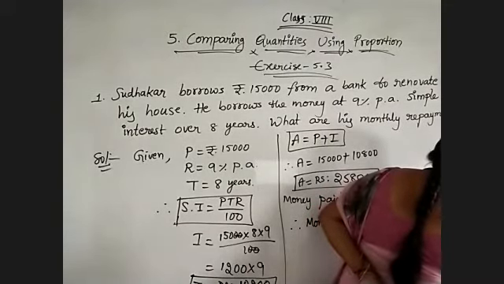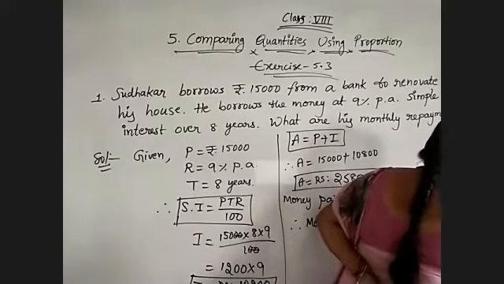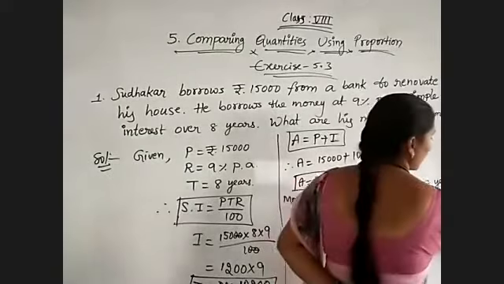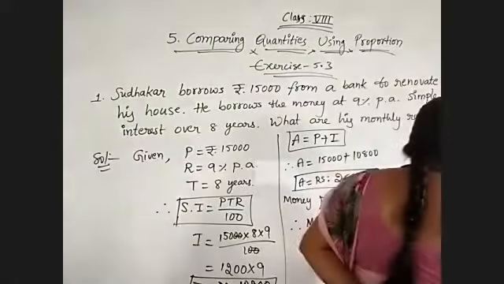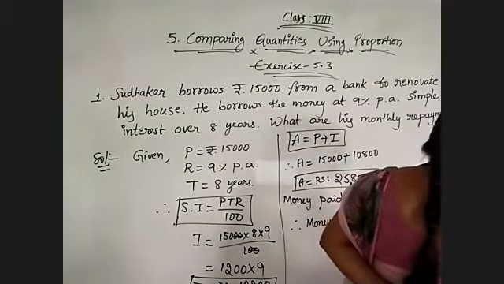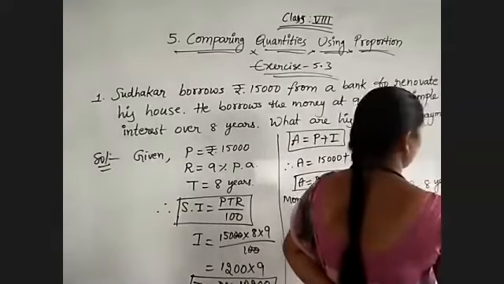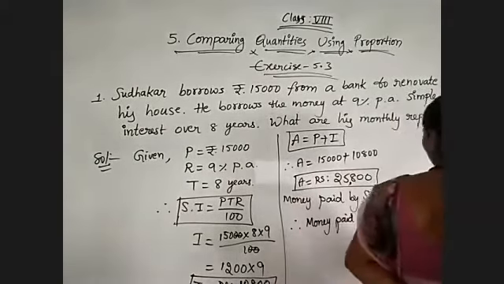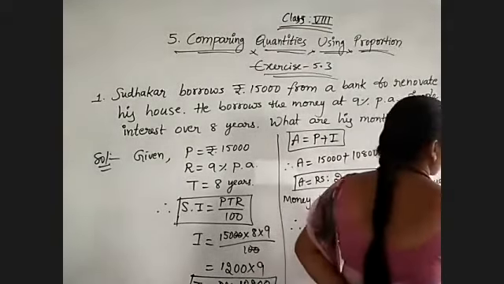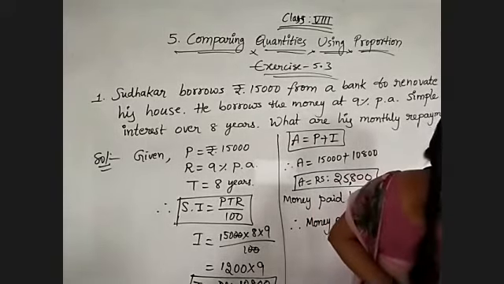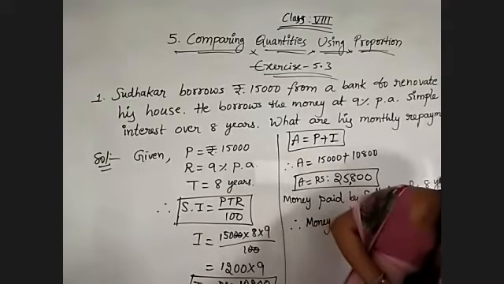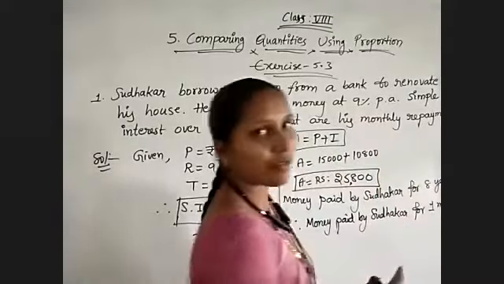So do the calculations again. 12 threes are 36, 12 twos are 24, 12 sixes are 72, 12 eights are 96, 12 sevens are 84, 12 fives are 60, which is equal to 268.75 rupees he needs to pay for 1 month.